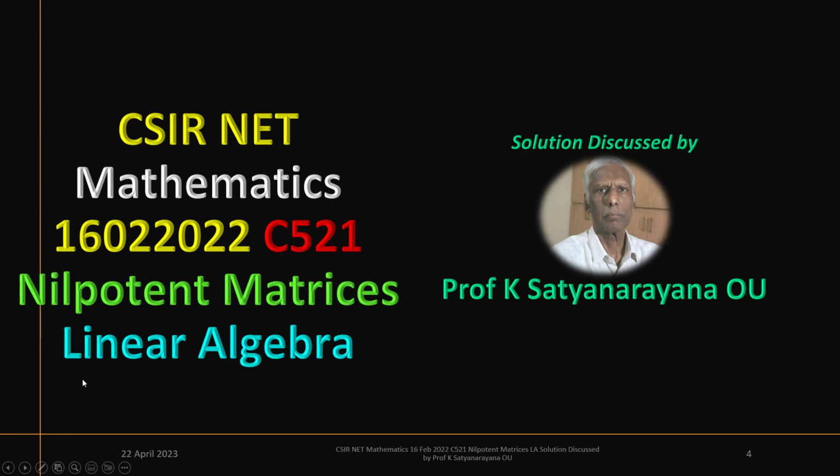We now discuss the solution of a problem from the section linear algebra. The problem is on the nilpotent matrices of index 2. This question has appeared in the CSIR National Eligibility Test held on 16th February 2022, and it is from part C.